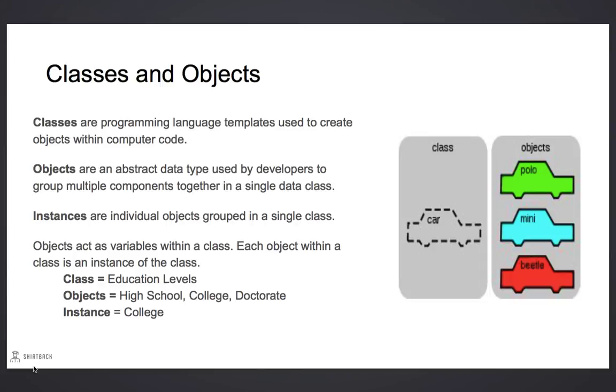An example would be the class being education levels. The objects of the class would be the different types: high school, college, doctorate. An instance would be one component of the class, in this case college.